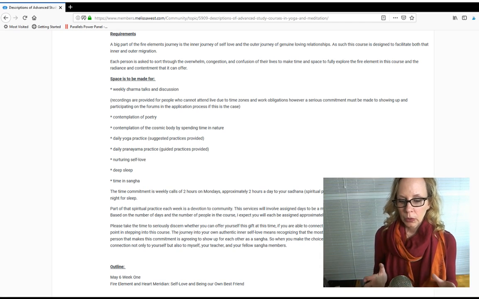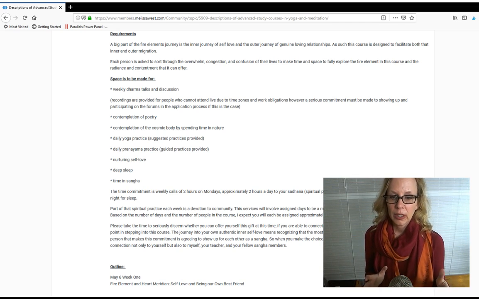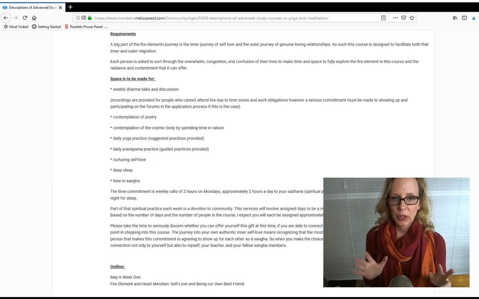I know this might be an edge for a lot of people, but again, in terms of experiencing the most of what fire element can give you, this is an important piece. And then also time in Sangha. So the way that that's going to look is that there'll be 12 people in each course.